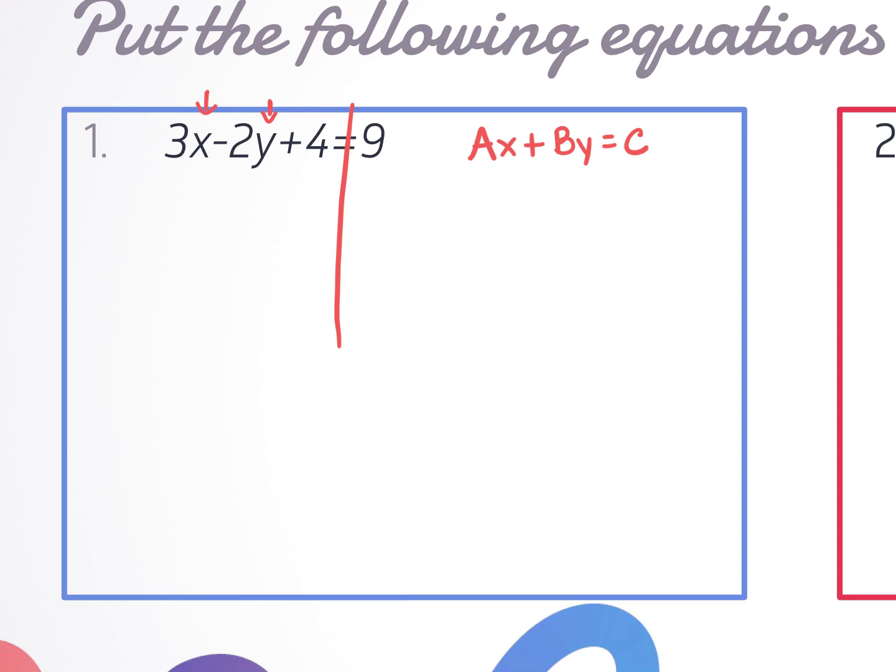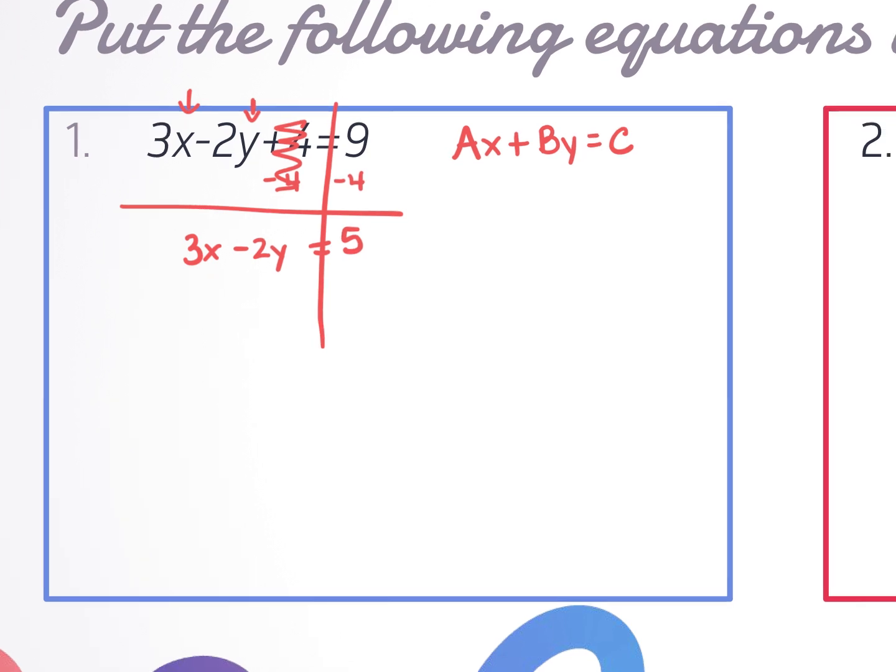To get rid of a plus 4, we're going to do the opposite, and we're going to subtract 4 from each side. So this 3x is going to stay a 3x. This minus 2y stays a minus 2y. These 4's are gone, and then you're just going to take that 9 minus 4, and you get 5. When I look at that, I have an x and a y with a number by it on the left side, and on the right side, I have that 5. So that would be in standard form.